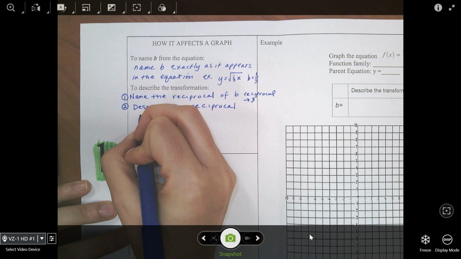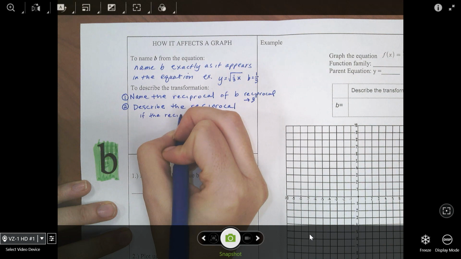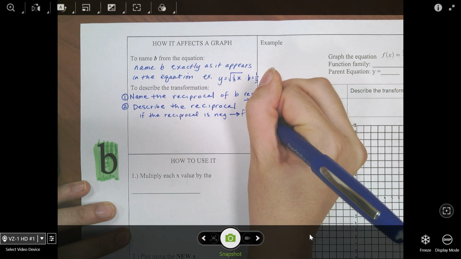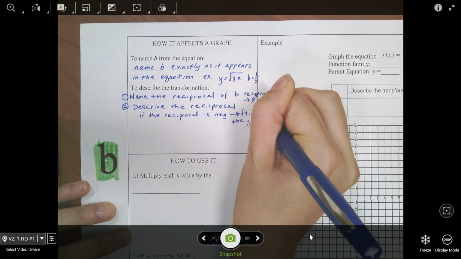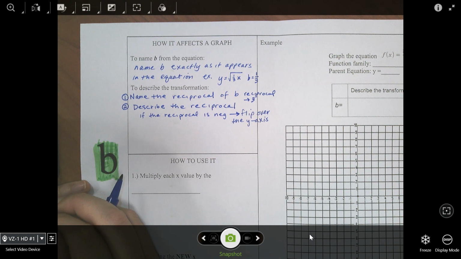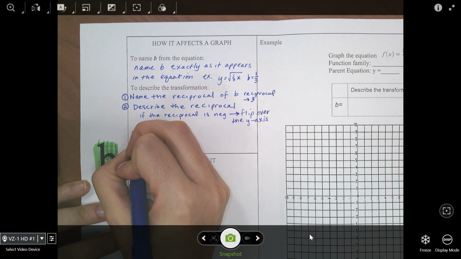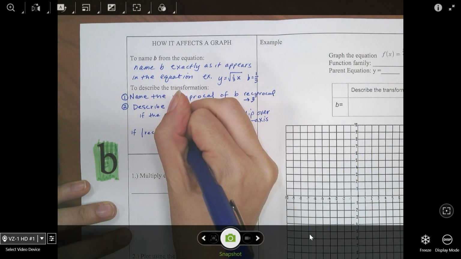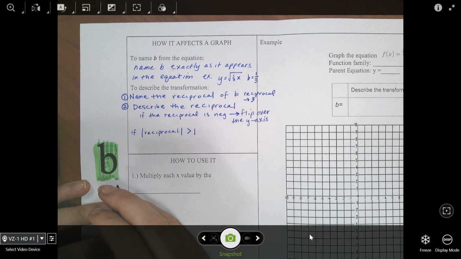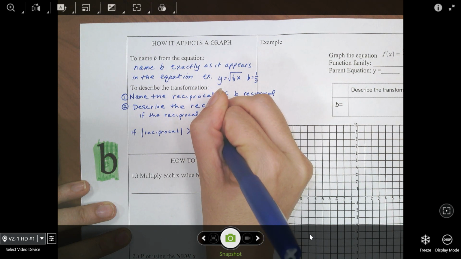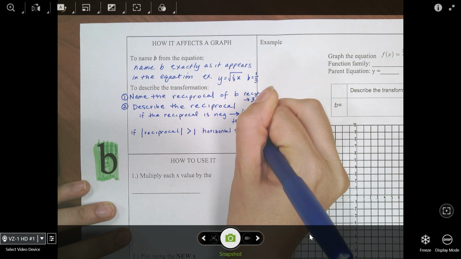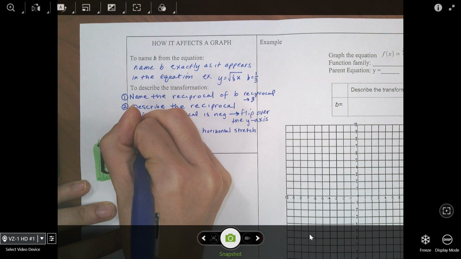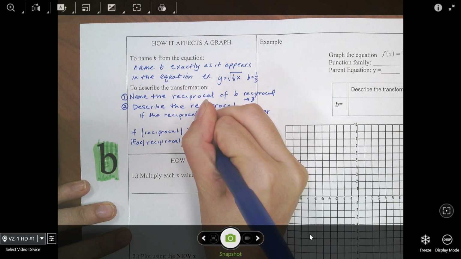If the reciprocal is negative, it's going to flip over the y-axis. That's different than the A. The A flipped over the x-axis. So if the reciprocal is negative, it flips over the y-axis. If the absolute value of the reciprocal, so now you're looking at it without the sign, is greater than 1, so if it's bigger than 1, that is going to be a horizontal stretch. And as you could probably predict, if the absolute value of the reciprocal is between 0 and 1, that's going to be a horizontal compression.